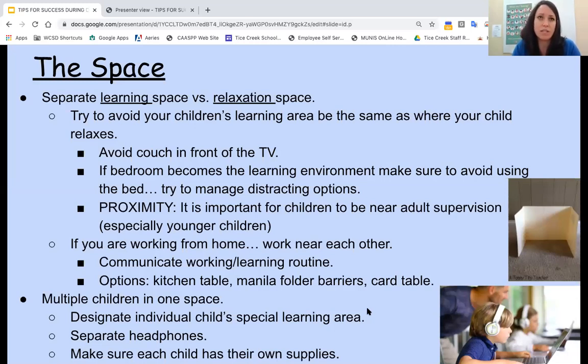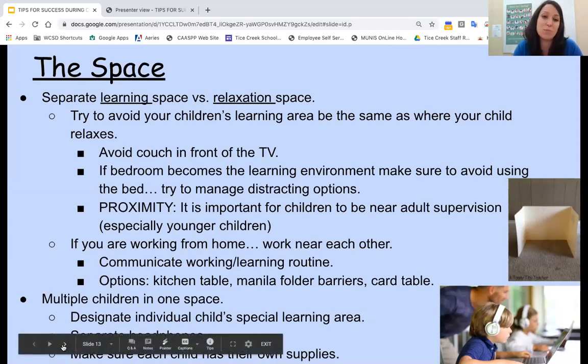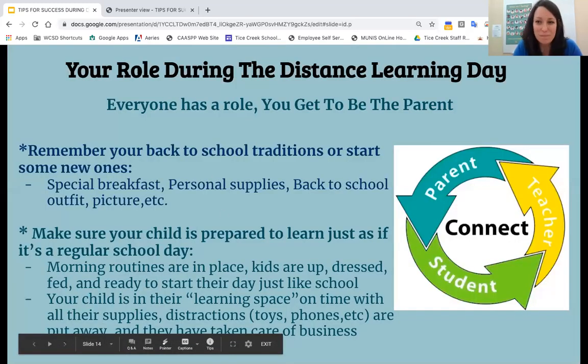The other piece that I was thinking about is if each child, if you're able to, have their own designated supplies, that way they don't have to go take their brother's pencil or take the power cable or whatever it may be, because those things, they may need them, and so it's nice to have a set for each child. Next page, please. Okay, thank you.